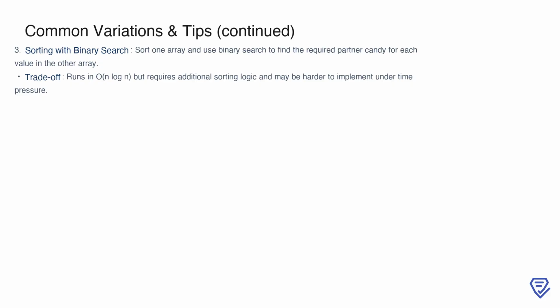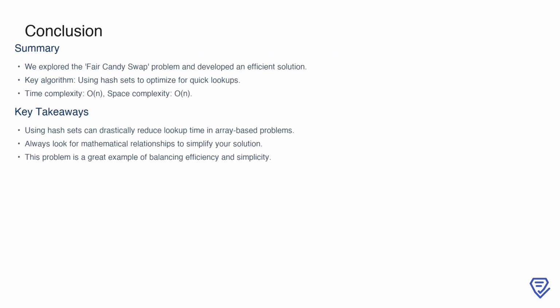By understanding these variations and trade-offs, you'll be better equipped to handle this problem and similar ones in both practice and interviews. That wraps up our solution to problem number 888, Fair Candy Swap. We covered the problem, examined a brute force approach, and optimized the solution using hash sets. Don't forget the key takeaways: hash sets and mathematical reasoning can be powerful tools.